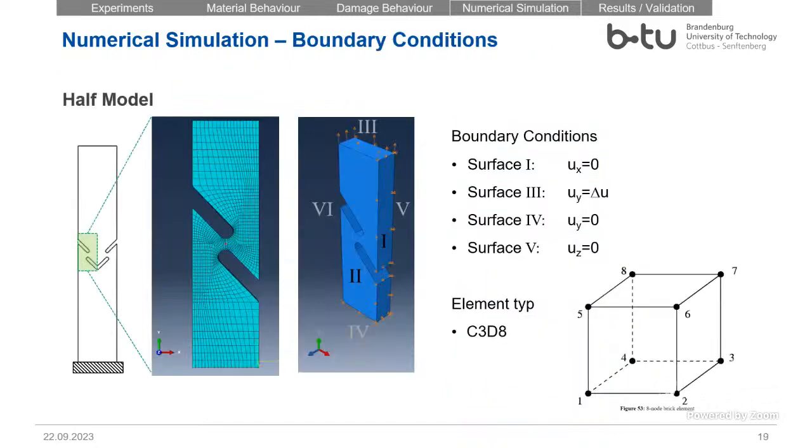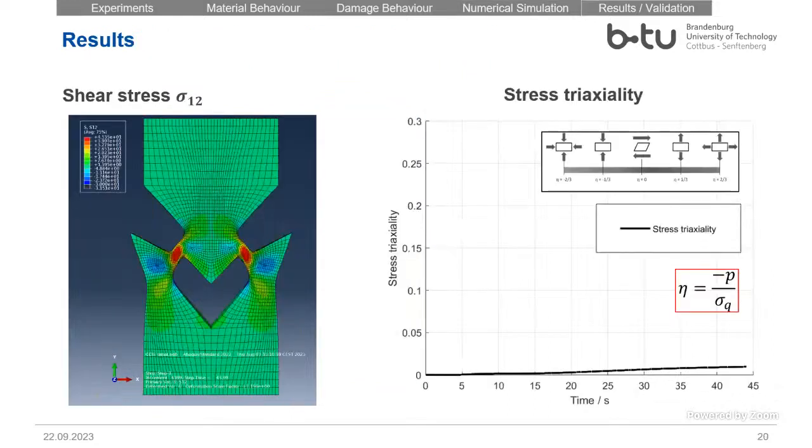And this is now the simulation. On the right side, you can see the boundary conditions and which element type we use. To save some calculation time, we use a half model and simulate with this. Here you can see the result at the end. Here is the shear region, and what was interesting, the stress triaxiality, as I said at the beginning.